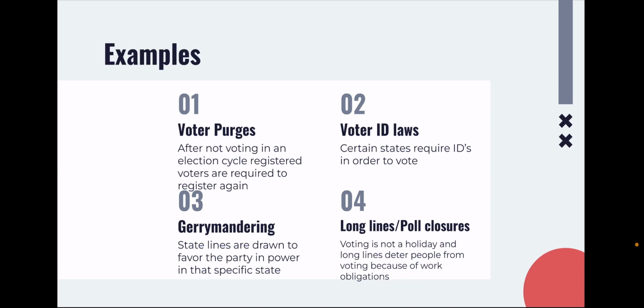Number 2, voter ID laws. Certain states require IDs in order to vote. Not all U.S. residents have a valid form of identification. And number 3, gerrymandering. State lines are drawn to favor the party in power in that specific state, which gives more power to a different political party in favor of another.